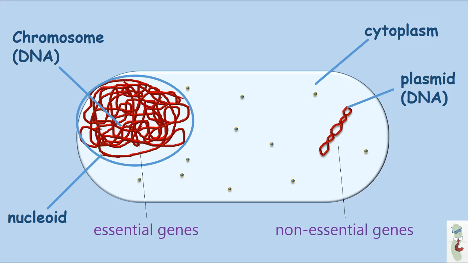For example, the plasmid may contain antibiotic resistance genes that allow the bacteria to survive in an environment that contains that antibiotic. Without the plasmid, the bacteria would die.